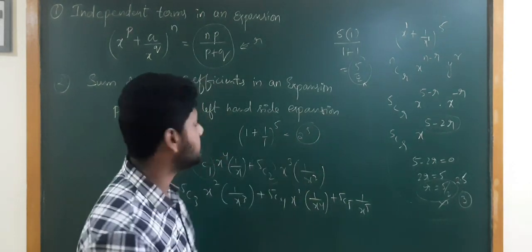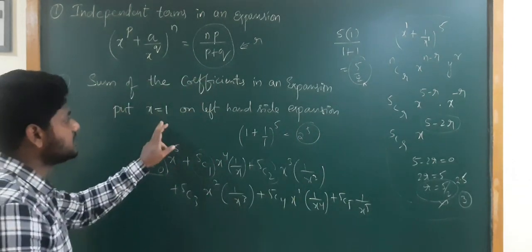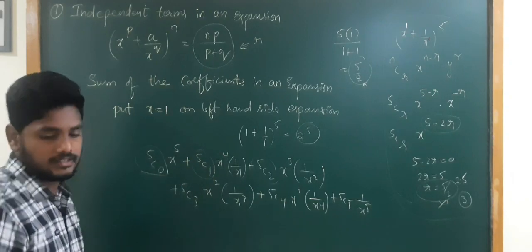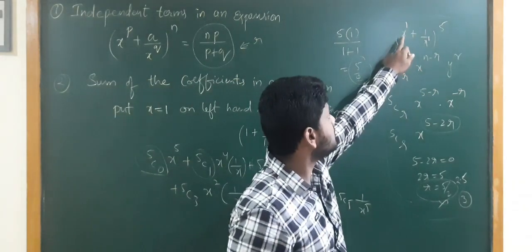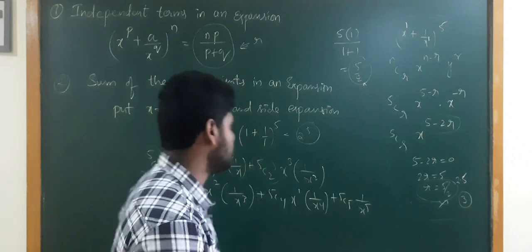How to find the sum of coefficients? The simple formula is to put x equal to 1 on the left hand side. If it is an expansion, put x equal to 1 on the left hand side, and easily you will get it.